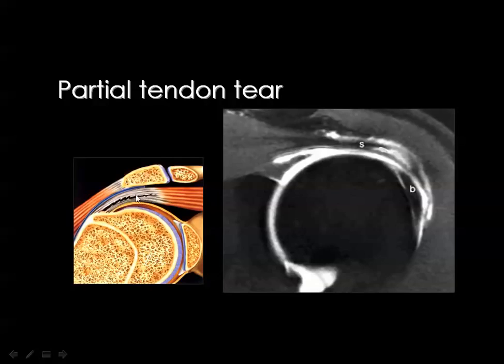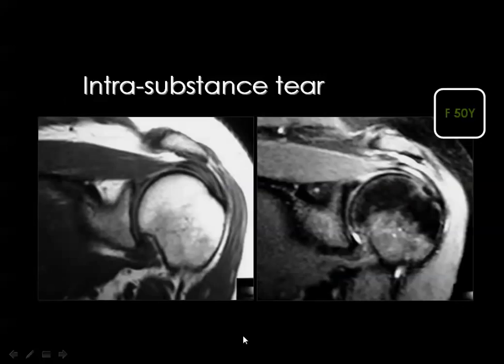An intrasubstance tear is one that affects the interstitial part of the tendon without disrupting any of its surfaces. And here is an example. This is the supraspinatus muscle and this is the tendon. And here you can see the tear within the substance of the tendon itself.